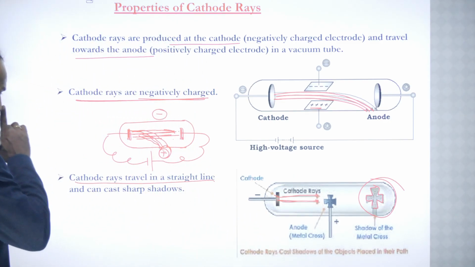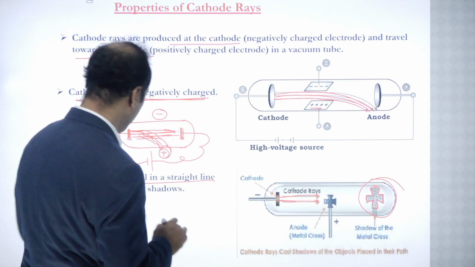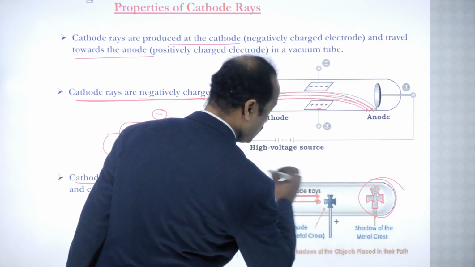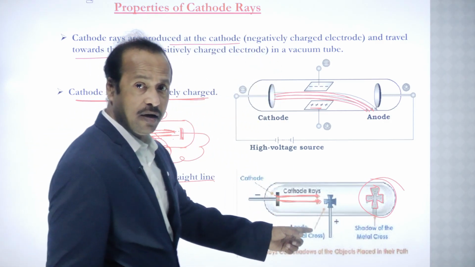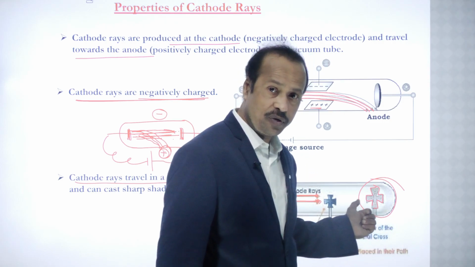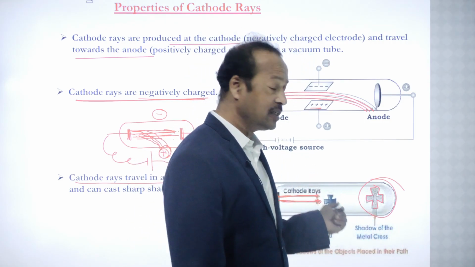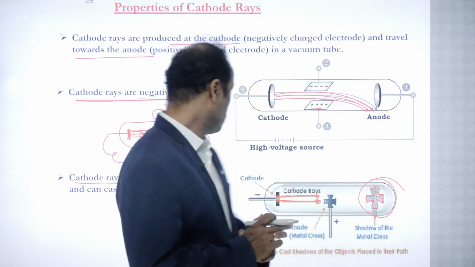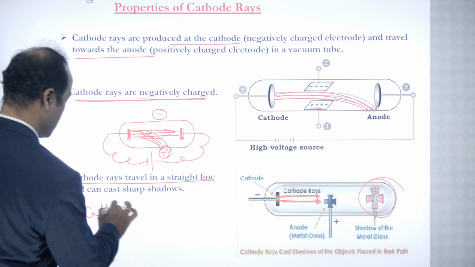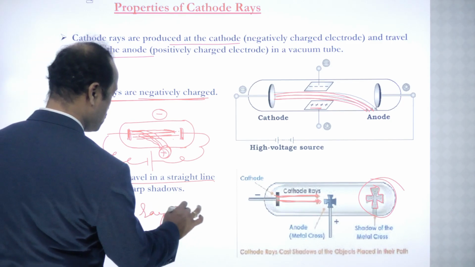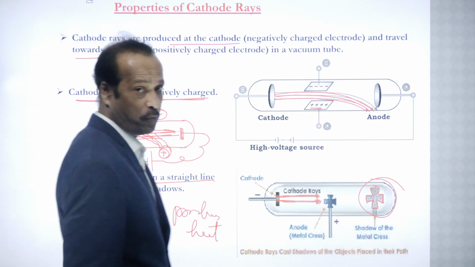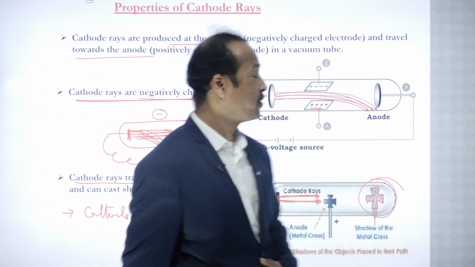One more important thing is also there here. When these rays strike the metal cross for some time, and after some time you take it out, the metal cross becomes hot. So the meaning is that cathode rays produce heat. This is also one of the important points you need to remember, right?